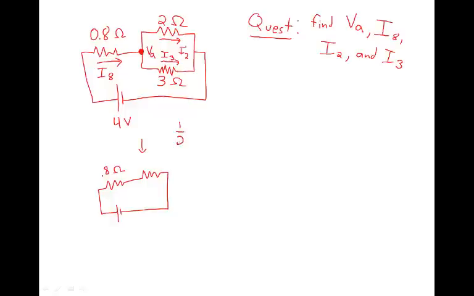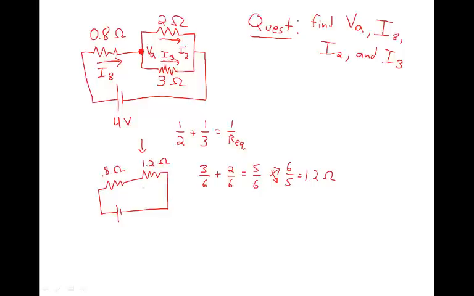I know 1 over R1 plus 1 over R2 equals 1 over R equivalent. To add fractions, I need a common denominator. The common denominator of 2 and 3 is 6. So 3 over 6 plus 2 over 6 gives me 5 over 6. Be careful, 5 over 6 is not our equivalent resistance, it's 1 over our equivalent resistance. So we flip it again to get 6 over 5, or 1.2 ohms, as our equivalent resistance. So in this circuit, we have 0.8 ohms and 1.2 ohms.